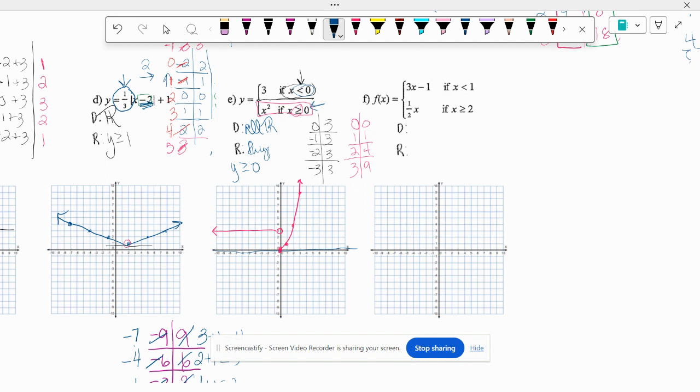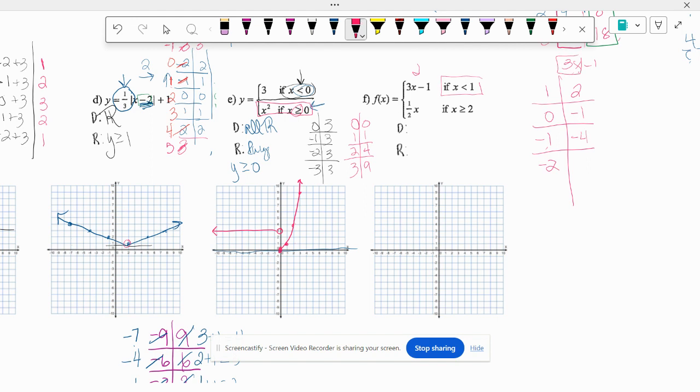All right, last one. So the rule is for all x values that are less than 1. So I always start with that number. 1, I'm going to use 0, -1, and -2. And I'm going to use this rule. The function is 3x minus 1. So when x is 1, 3 times 1 is 3, minus 1 is 2. When x is 0, 3 times 0 is 0, minus 1 is -1. When x is -1, -1 times 3 is -3, minus 1 is -4.